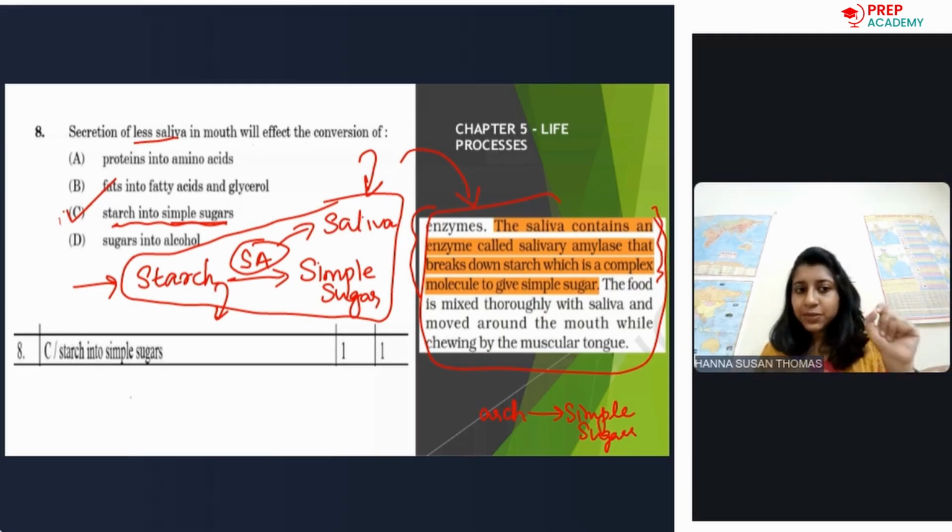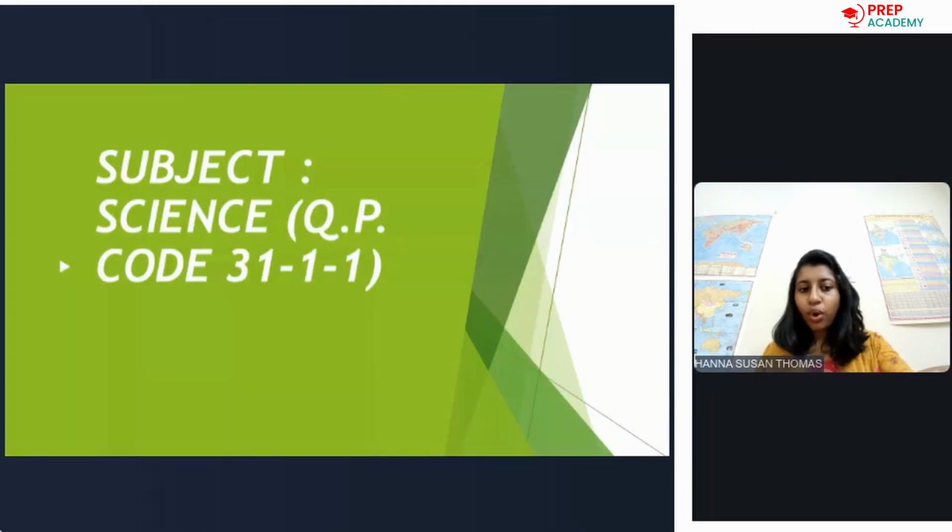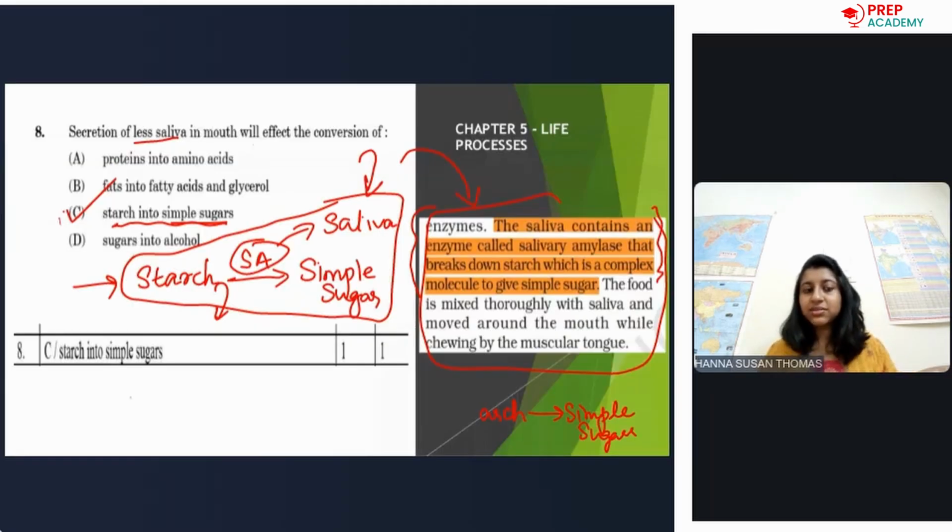So in this particular set number 1, the biology question set, you can see the code 3111. Biology questions start from question number 8. Okay, so the first question is, secretion of less saliva in mouth will affect the conversion of. So what happens if less saliva is secreted in our mouth? What will be the effect? Which conversion will be affected by less secretion of saliva in our mouth? That's the question being asked here.